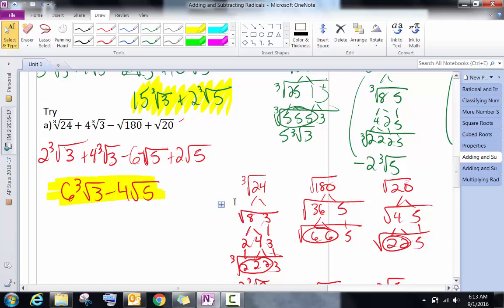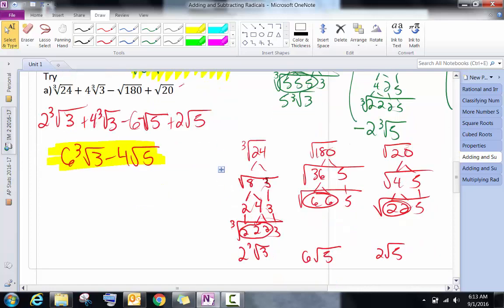Alright, some more examples here. Cube root of 24, we can factor that into 3 2's and a 3. We're looking for groups of 3 because of the index. So we bring out a 2, left with a 3.